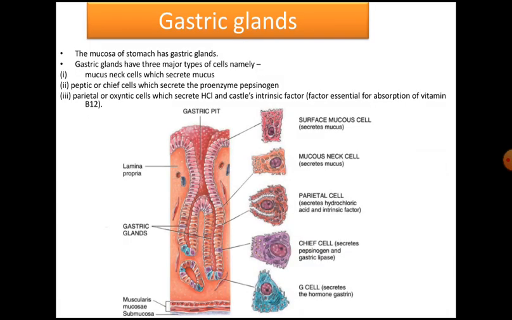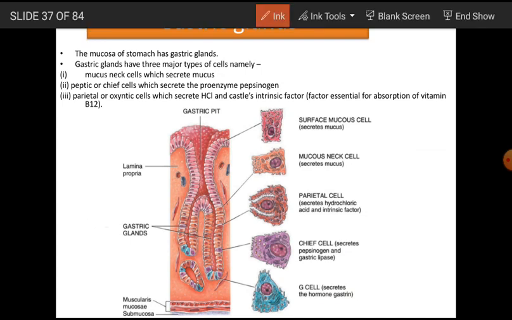Now let us talk about the next glands, which are two minor glands. One is the gastric gland and another is the intestinal gland. So the mucosa of the stomach, we have studied earlier, consists of gastric glands. Gastric glands basically have three types of cells, though some texts say 5-6 types. But according to NCERT, there are three main types of cells.